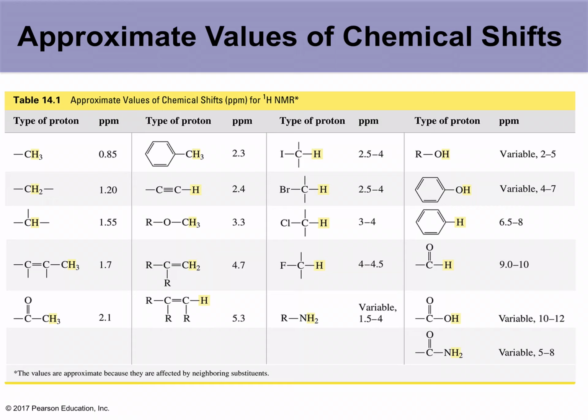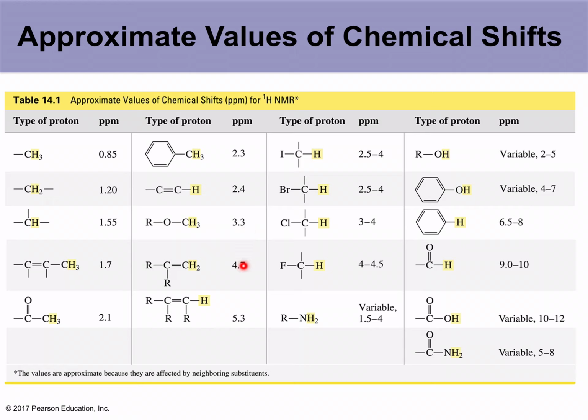You see here what we talked about: with the more electronegative fluorine attached to the carbon, this hydrogen appears at 4 to 4.5, and with chlorine 3 to 4, with bromine 2.5 to 4, and with iodine 2.5 to 4. And similarly, if you have hydrogens on a carbon that is closer to oxygen, because oxygen is also an electron withdrawing group, it's about 3.3, but it's less than fluorine, so that's why it's around 3.3.